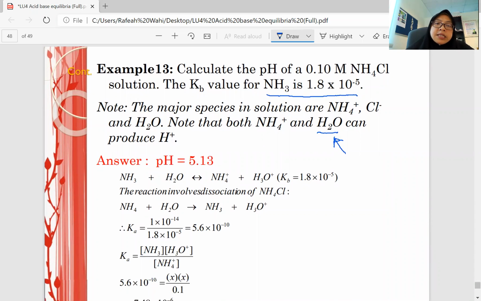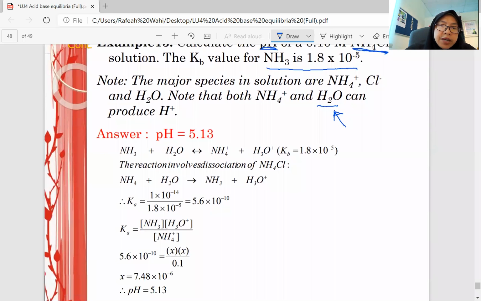So in this case, you want the pH of ammonium chloride solution. So the main species here that you want to deal with is the ammonium ion. So we have ammonium ion dissociating in water, resulting in ammonia and also hydronium ion. Okay, or it doesn't matter, H+ ion, it doesn't matter.